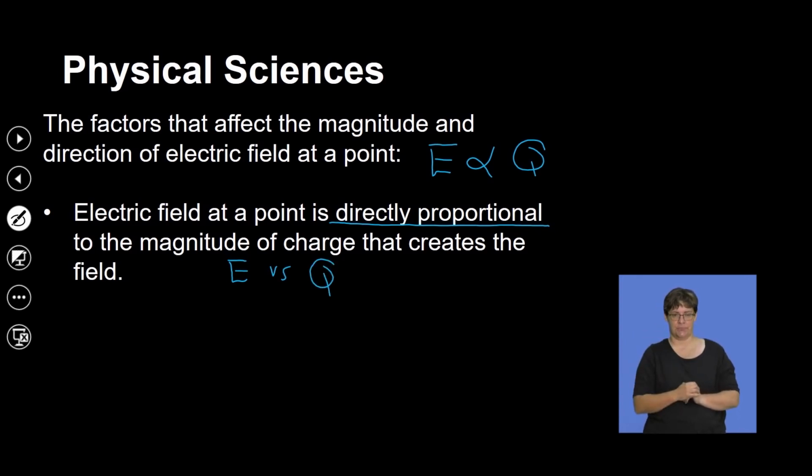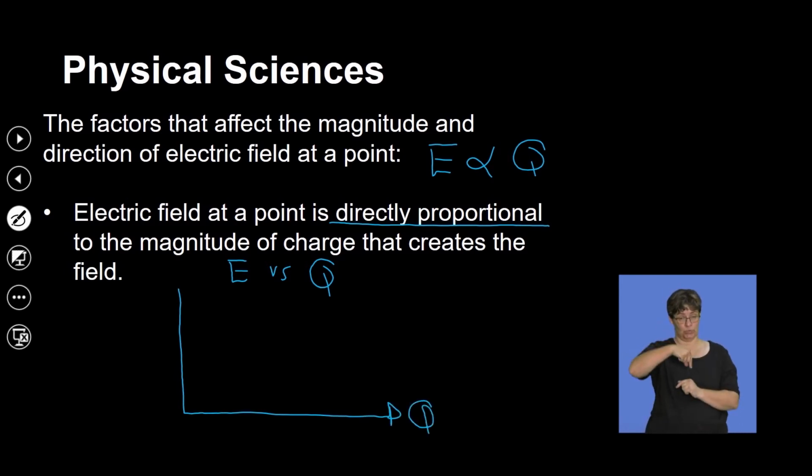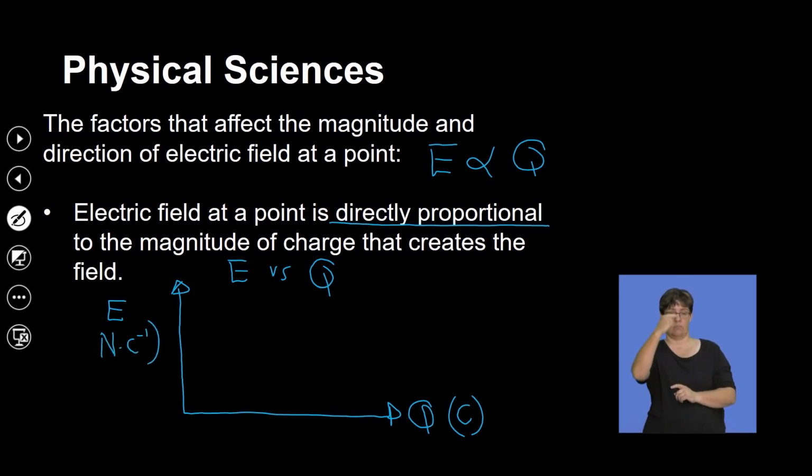Okay, this is just a sketch to show the relationship. We're changing Q, which is in coulombs, and on the vertical axis we've got E, the electric field at a point in newtons per coulomb. So this is the relationship that exists between those two.